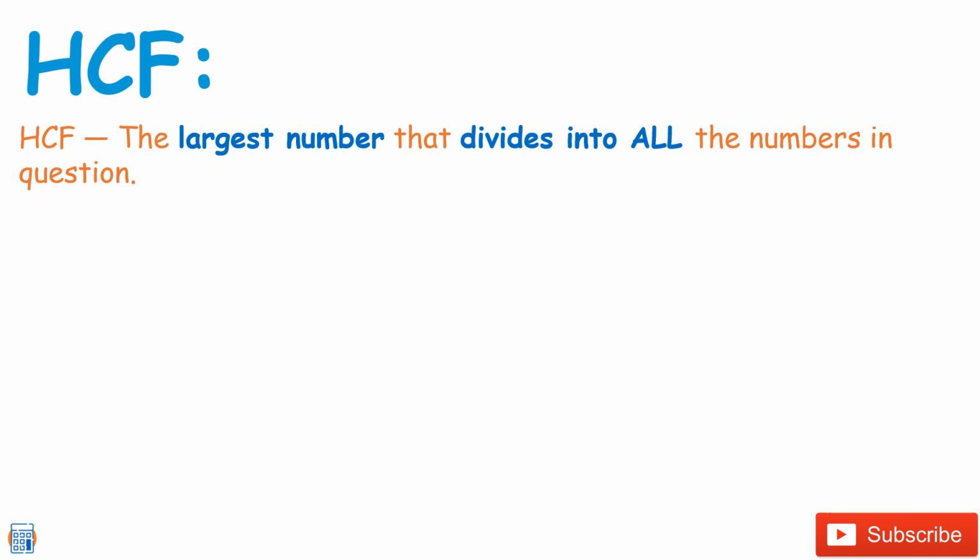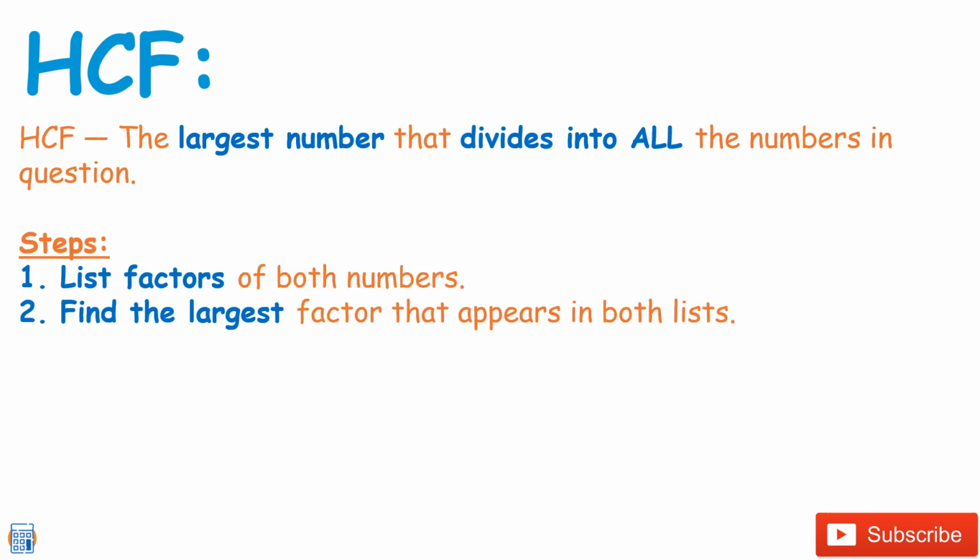Moving on now to the highest common factor. That is the largest number that divides into all the numbers in question. Similar to before, the steps for this are listing the factors of both numbers, finding the largest factor that appears in both lists, and there you go.